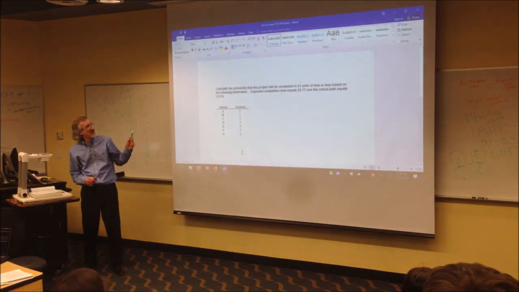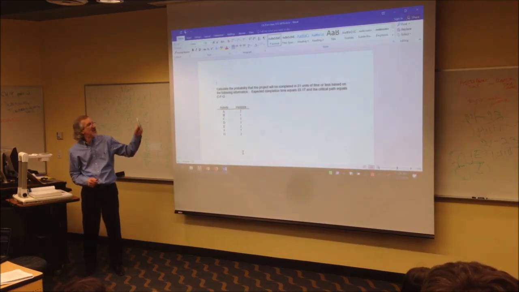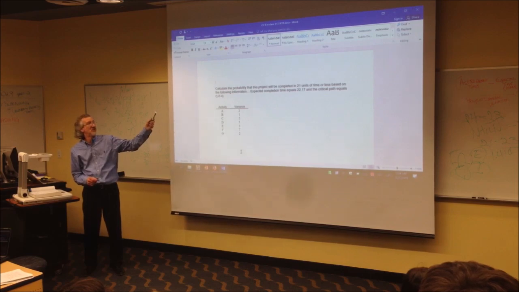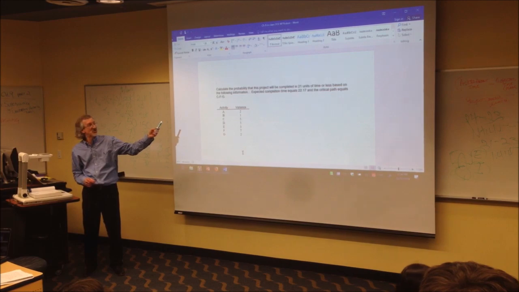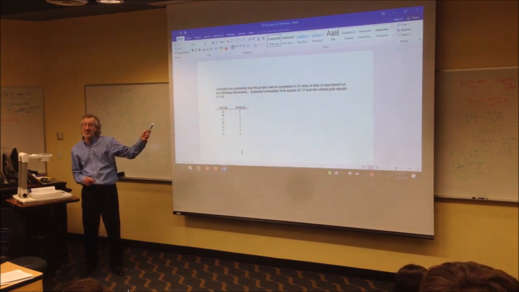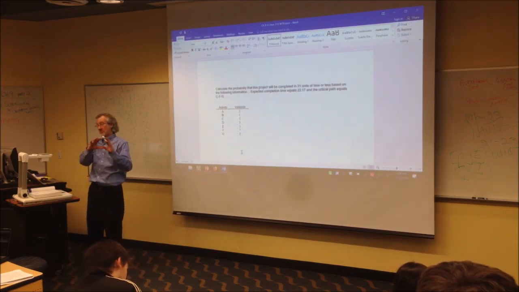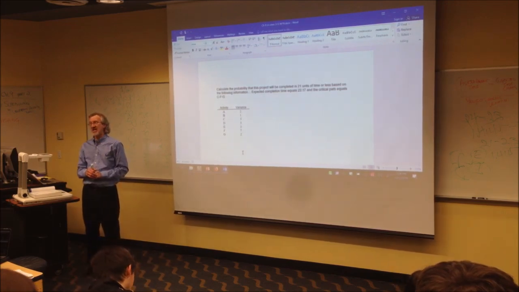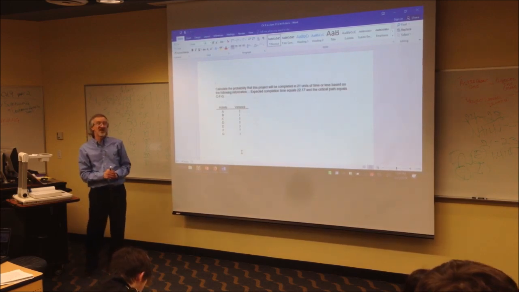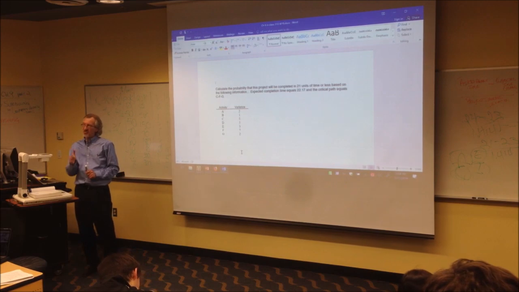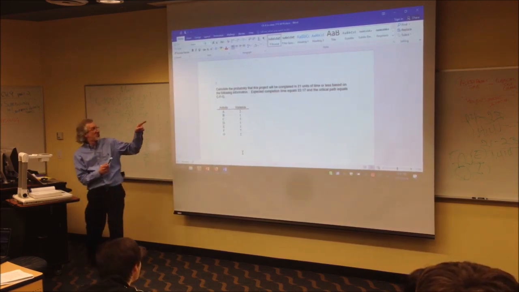Calculate the probability that this project will be completed in 21 units of time or less based on the following information. The expected completion time equals 22.17 units of time. The critical path is CFG. Show your work, show your calculations and everything to find the probability it will take 21 units of time or less, when usually it's going to take 22.17 units of time, the expected time. If I have my bell curve here, the center is 22.17.